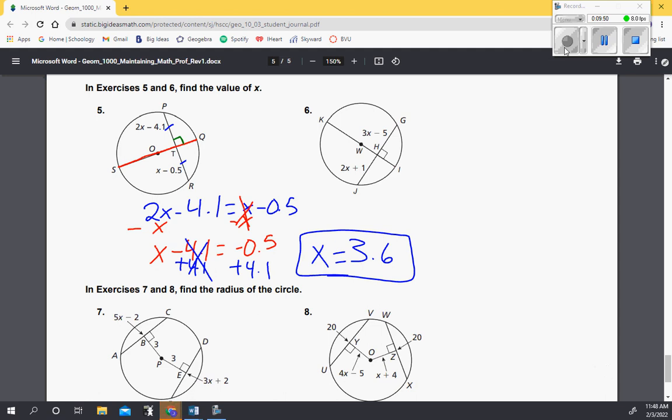That's for number 5. It's going to be the same process for number 6. Okay, we have a diameter. We have a 90-degree angle. So that tells me that these two are congruent. Set it up as an equation. 3x minus 5 is equal to 2x plus 1. I'm going to subtract 2x from both sides. I'm going to add 5 to both sides. Okay, so my final answer, I get x is equal to 6.